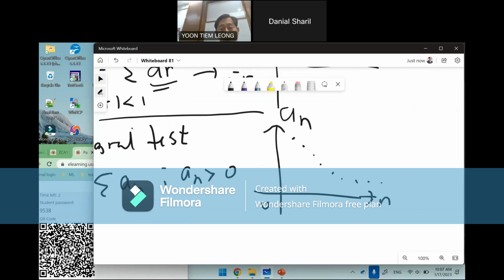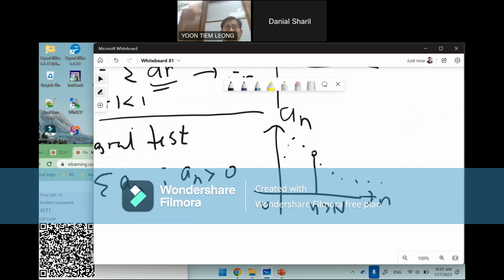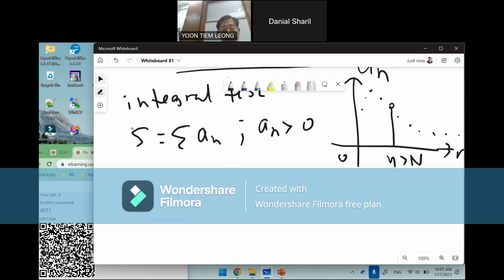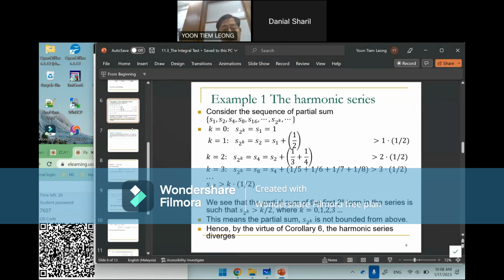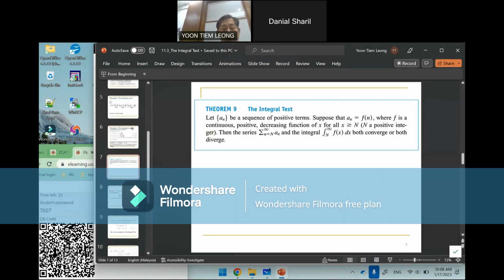To be more specific, the sequence that forms the series has to be such that whenever n is larger than a certain number, the terms a_n in the series should become smaller and smaller. Not all sequences are like that, but if you have such a sequence, then it will be quite easy to check the convergence of the series. So what the theorem says is that if you have a sequence like what I described, you can use theorem 9, the integral test.